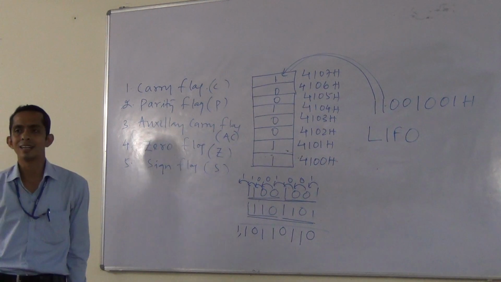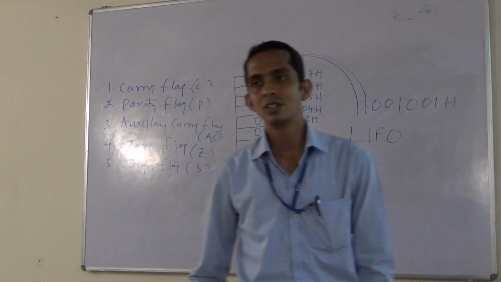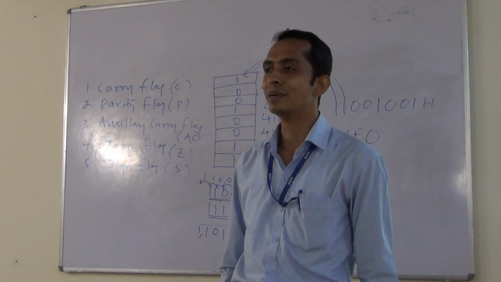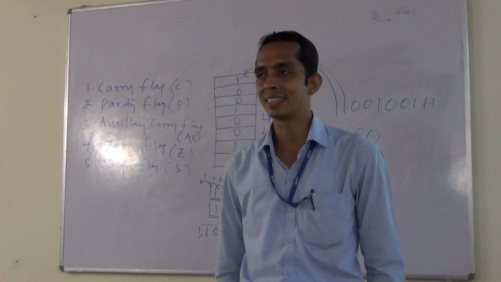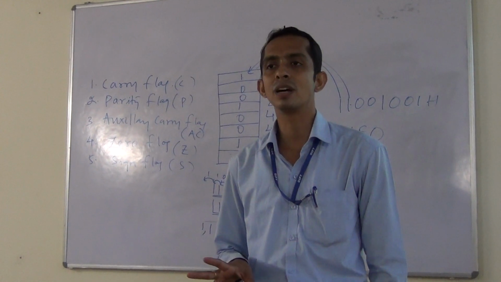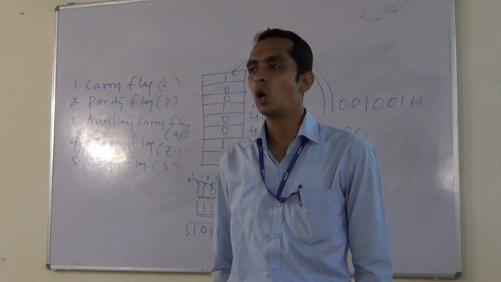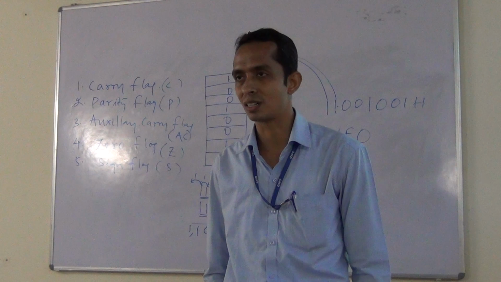Then about the sign flag. The sign flag will set and reset depending upon signed arithmetic operations. I have also discussed that in the fundamental classes. Two types of numbers are there in the number system: one is the unsigned number, one is the signed number. In a signed number, the MSB bit is known as the sign bit, and the rest of the bits of the number are known as the magnitude part of that number.